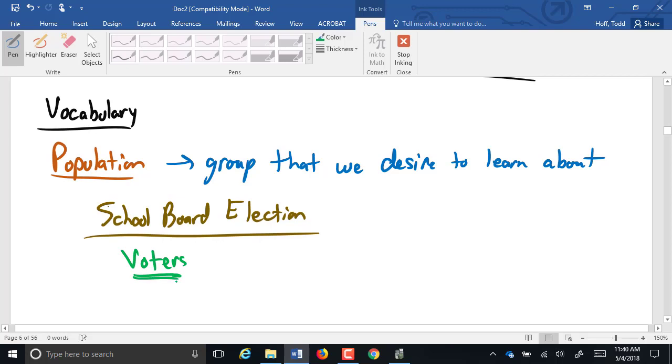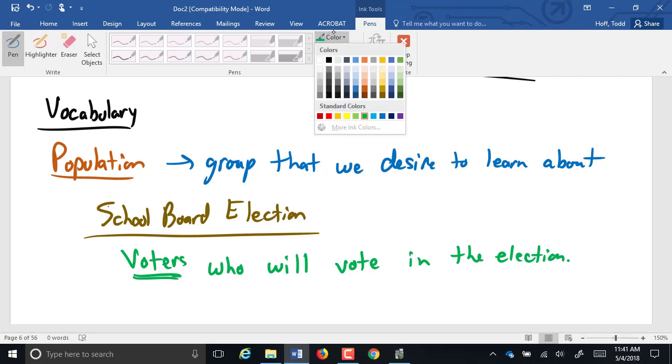Now it gets even trickier from there, though. We're not looking at all registered voters in the district. What we're really looking at is voters who will vote in the election. If they're not going to vote in the election, they're not going to affect the outcome, so it's not going to give us any more information.